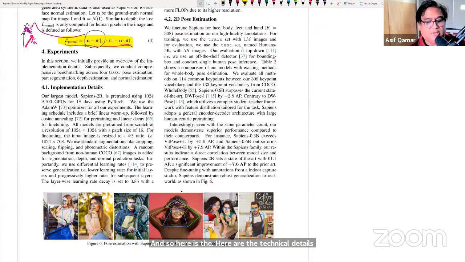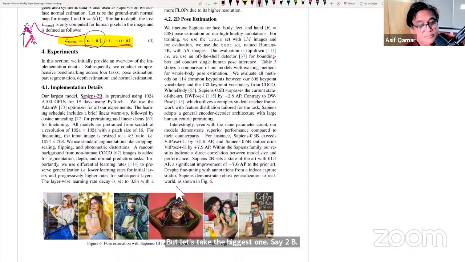Our largest model, so they train models of different scales, but let's take the biggest one, Sapien 2B. It is pre-trained using how many GPUs? 1,024 GPUs. 1,024 A100 GPUs for 18 days using PyTorch. So obviously, that's a massive research investment or commitment.